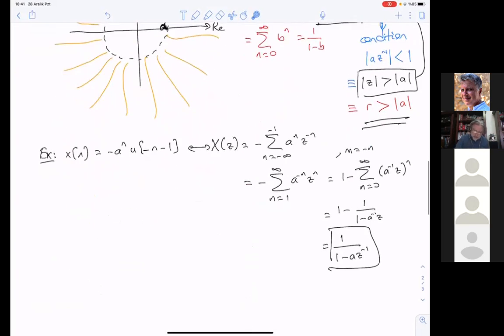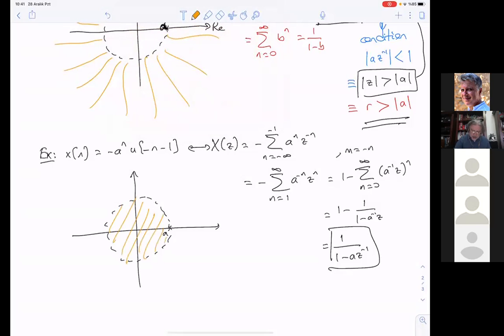Whereas for this one, the region of convergence will be... by the way, the pole is, since the Z transform is the same, the pole is the same at A, and there will be the same circle, but this time the region of convergence will be inside the circle, which is a disk shape here, and that will be the region of convergence.